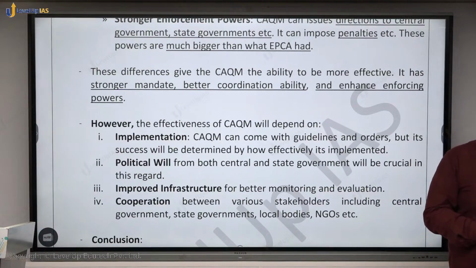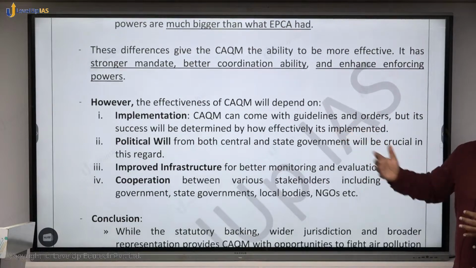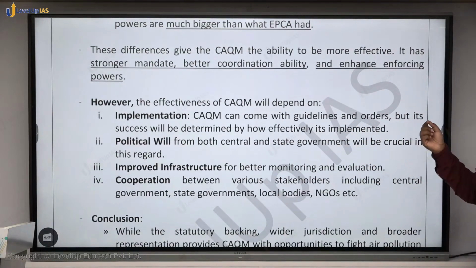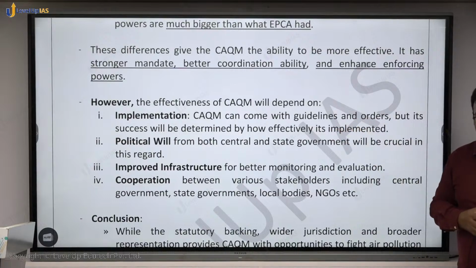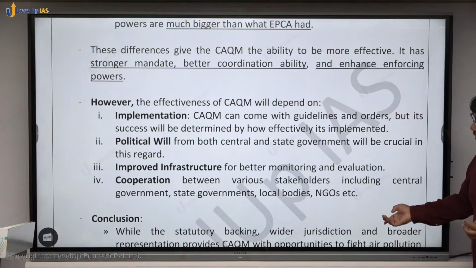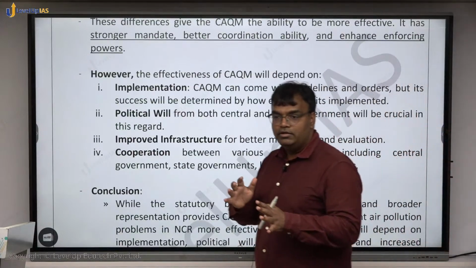ये पूछा था ना. It will depend on other aspects. How effectively it will be implemented. CAQM can come with guidelines and orders, but its success will be determined by how effectively these guidelines and orders are implemented. How much is the political will, especially among states, to work with CAQM to ensure that air remains clean? Whether we are able to improve infrastructure and give more resources to our bodies.